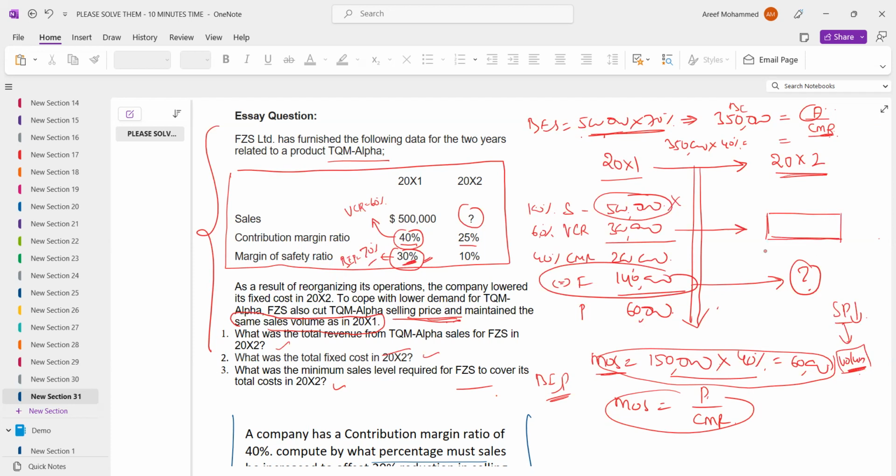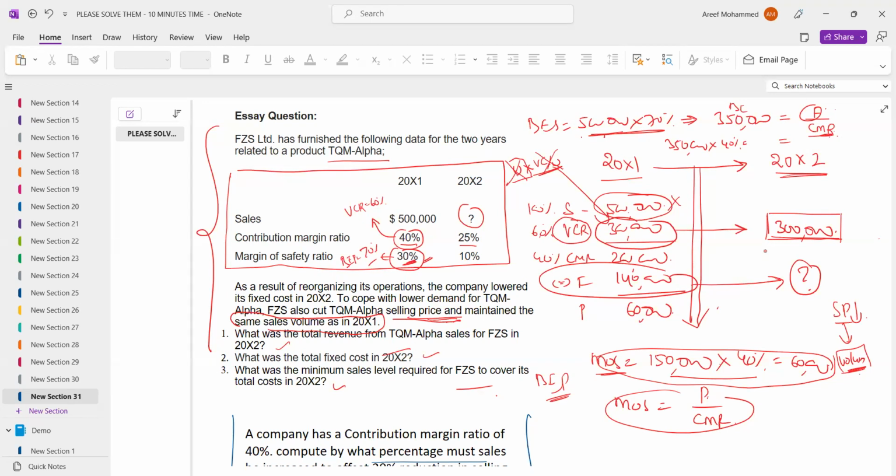Yes, sir. So how will you get variable cost? Units into variable cost per unit. In 20x2, units are not changing, they want to maintain same level of volume. Variable cost per unit is decreased? No, only selling price is decreased. That means what is units into variable cost? Is it the same here, variable cost for 20x2, Mr. Ajit? Yes, sir, variable cost will remain same. This is the important point you need to understand.